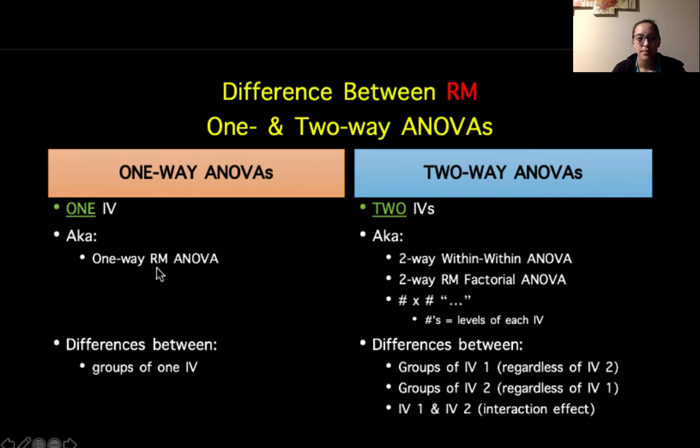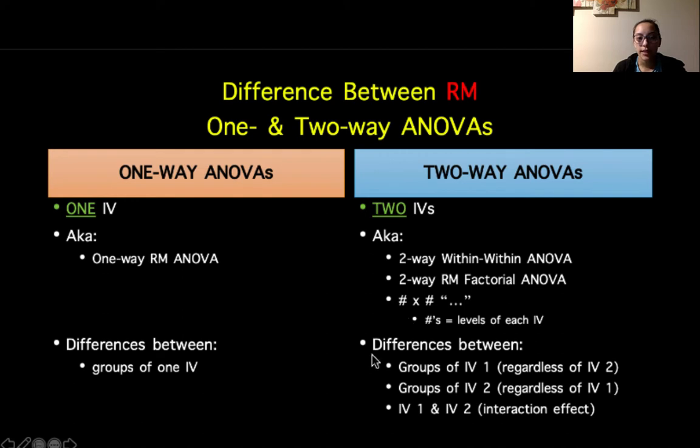When we're doing two-way ANOVAs, we're going to have two independent variables, both of which are within subject factors. So we could call this a two-way within ANOVA, a two-way repeated measures ANOVA, or factorial ANOVA, since it's part of the factorial ANOVA branch. Or we can also use the level notation like we did last week. And I'll give you an example of that when we go through our SPSS output example for a two-way ANOVA.